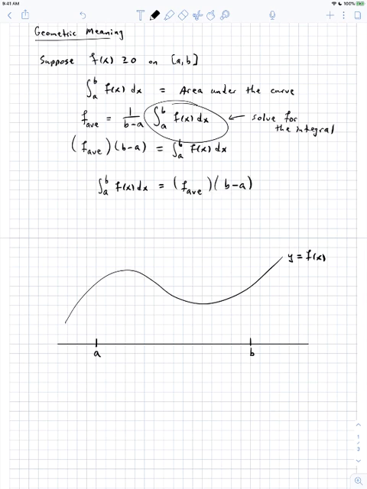What is b minus a geometrically? It's the distance between b and a. And what is f sub av? It's a number. It's the average value of the function. Suppose that we've computed it and we put it on a y-axis. I haven't drawn in the y-axis, but let's imagine that it's over here somewhere. So let's say that over here is f sub av.